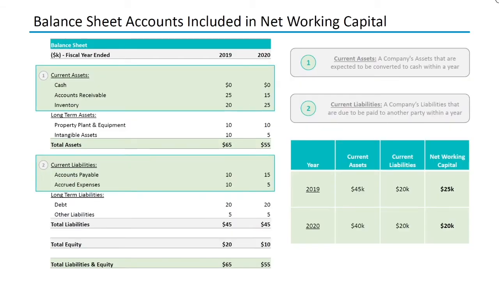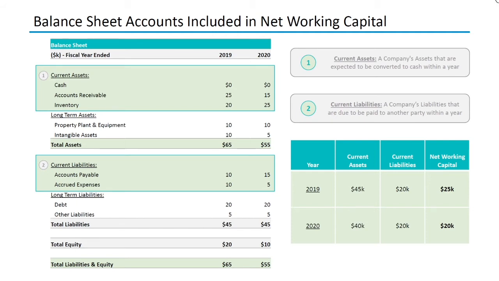Now let's take a look at the balance sheet accounts that are included in net working capital. As I said on the previous page, net working capital is calculated by taking the company's current assets and subtracting the company's current liabilities. Now, the main accounts you'll find in current assets include cash, accounts receivable, and inventory. And the main accounts you'll find in current liabilities include accounts payable and accrued expenses.